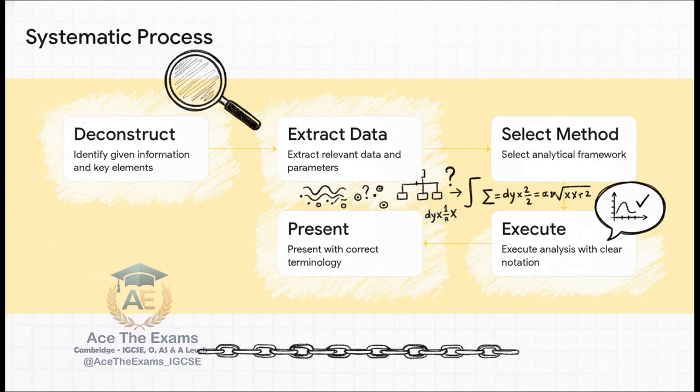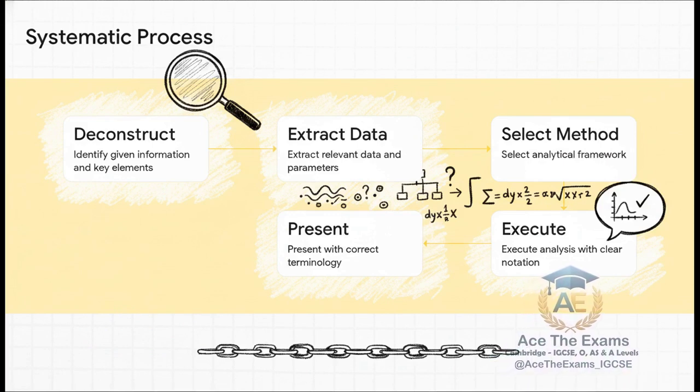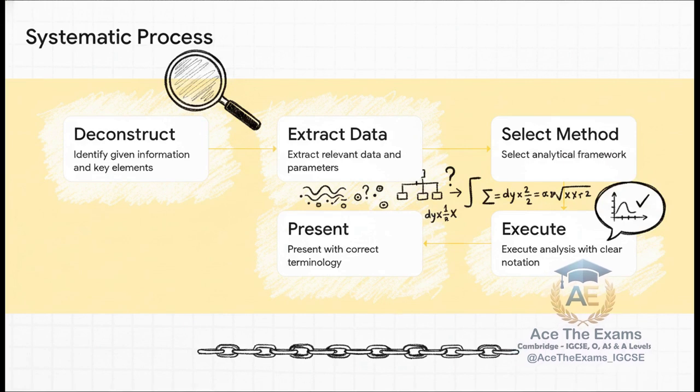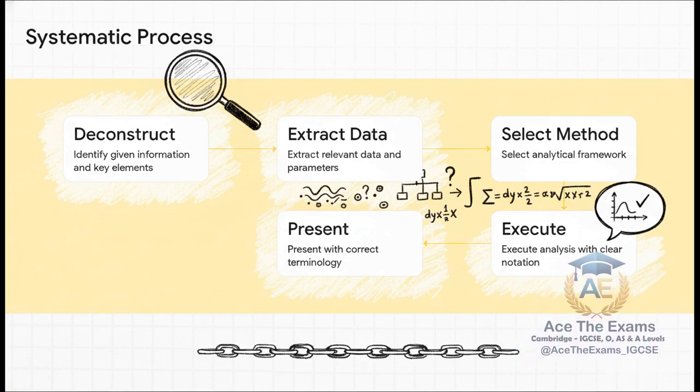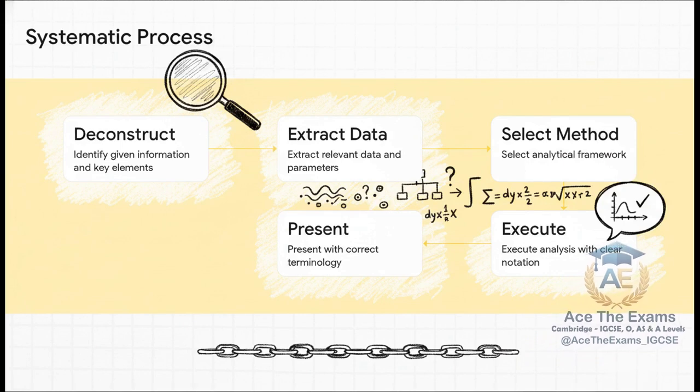Step 4. Execute with clear notation. This is where you channel Alex. Show every single step of your calculus. Do not skip lines. Do not hide your working in your head. Step 5. Present with correct terminology. This is where you channel Sam. Finalize your answer with the appropriate units and write a definitive sentence that links your numerical result directly back to the real-world prompt.